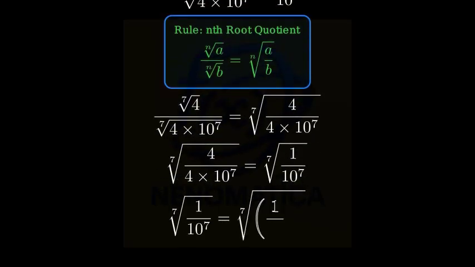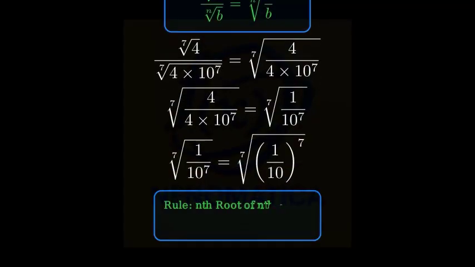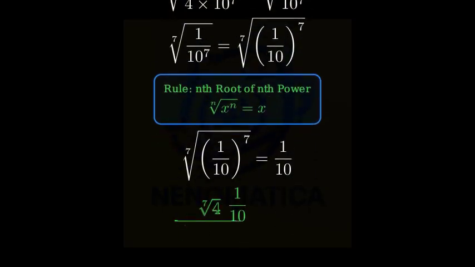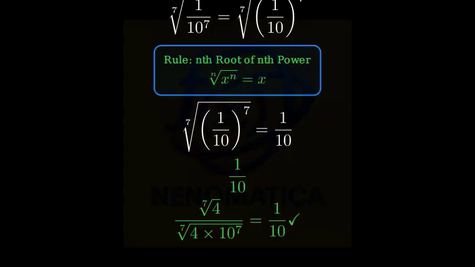Now, we know that 1 over 10 to the 7th power can be written as 1/10 raised to the 7th power. Finally, by the property of nth roots, the 7th root of 1/10 to the 7th power equals 1/10. So we've verified that the 7th root of 4 divided by the 7th root of 4 times 10 to the 7th power equals 1/10.